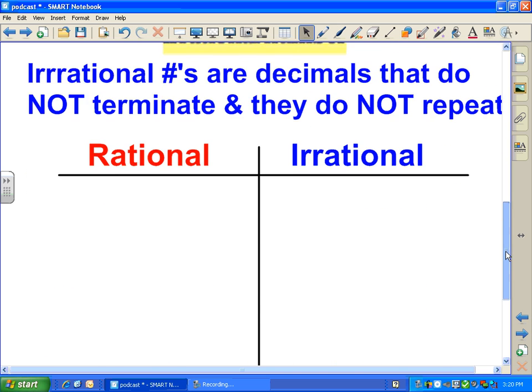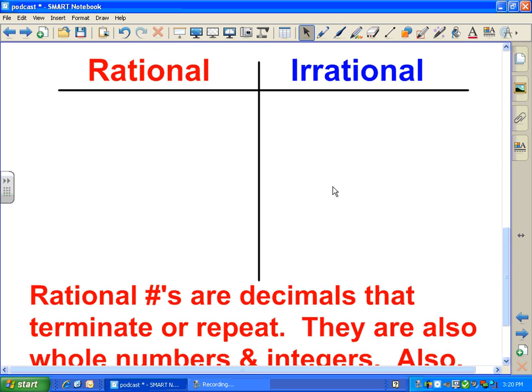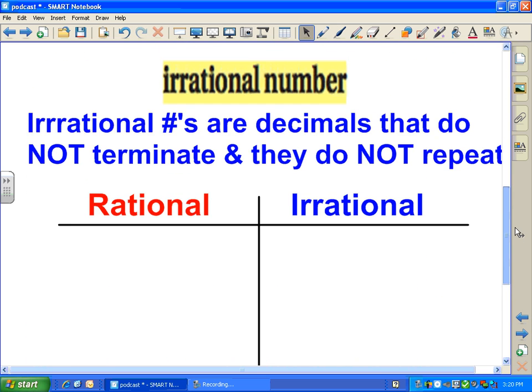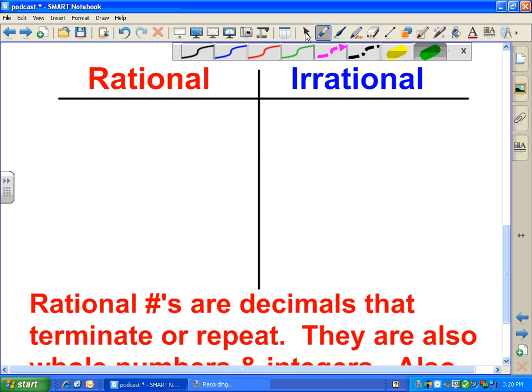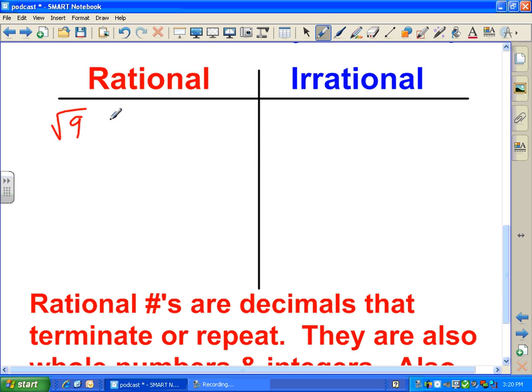Alrighty. I'm going to fill in numbers on this chart, and then I'll go back up and show you the definition. I'm going to say the square root of 9. The square root of 9, by definition, is 3. And we should know that the square root of 9 is what we call in math a perfect square. So anytime you have a perfect square, that's going to go in the rational column.